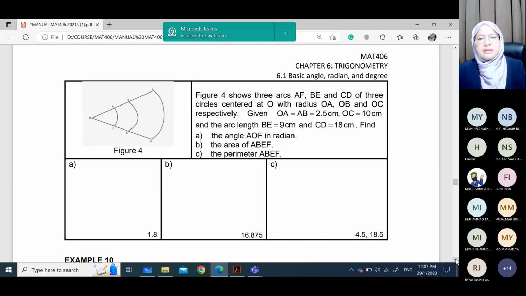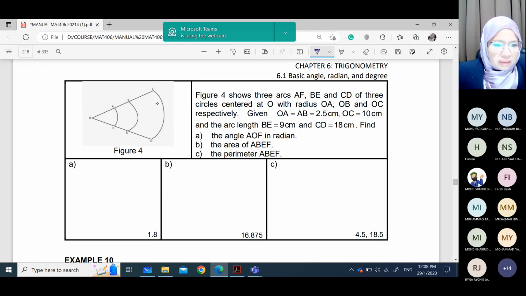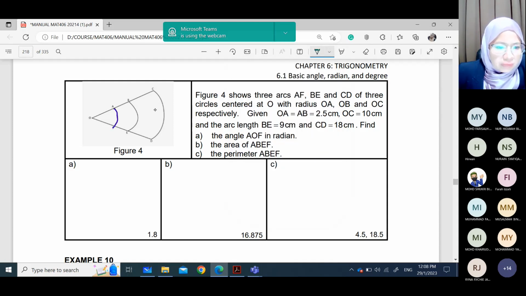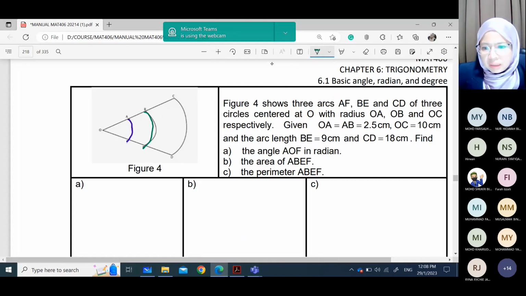Figure 4 shows 3 arcs AF, BE and CD. Dia ada 3 layer ni, bulat kecil, sedang dan paling besar. So this one is AF. BE, green color, so this one is BE. And CD, orange, so CD yang ini.